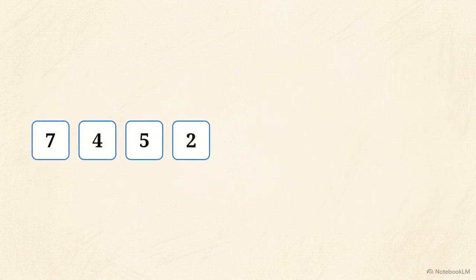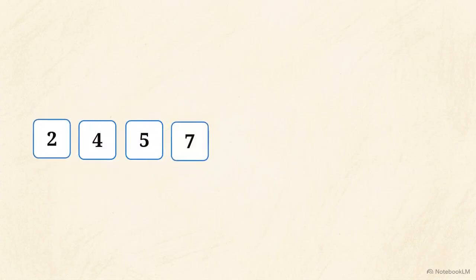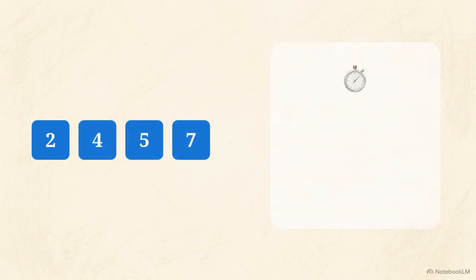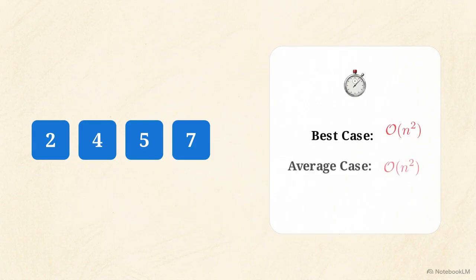Selection sort takes a different approach. It scans the entire unsorted section to find the absolute minimum value and swaps it directly to its final position. Because it requires a full scan regardless of initial order, all cases are consistently O of n squared.